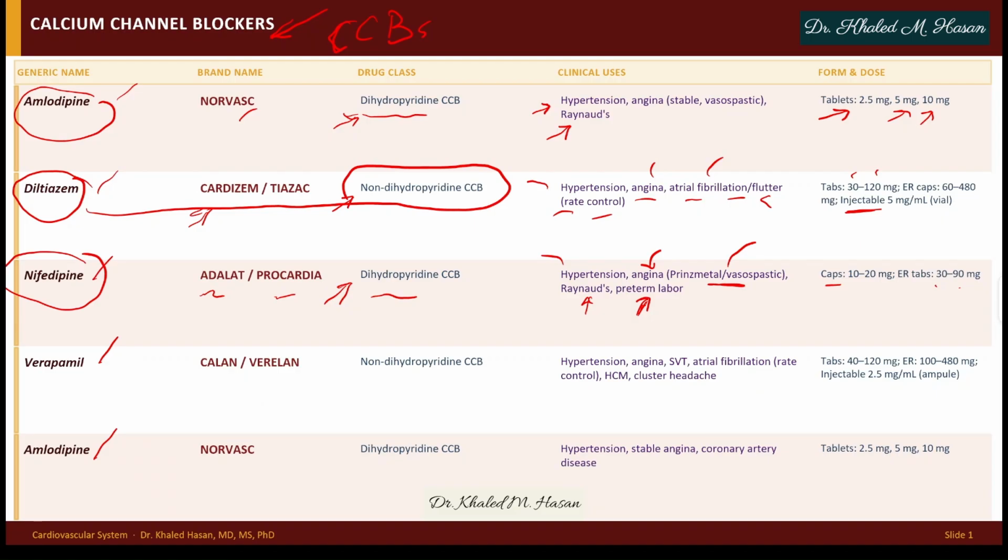Moving to verapamil, brand name Calan or Isoptin. Verapamil is non-dihydropyridine, used for hypertension, angina, SVT, atrial fibrillation, heart rate control, and for cluster headache, one of the types of migraine. Okay, so as you can see here, we have two medications belonging to non-dihydropyridine: diltiazem and verapamil. We need to remember that. And in most cases we use them for hypertension, angina, and cardiac arrhythmia.